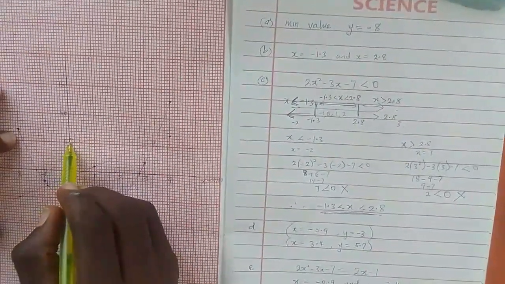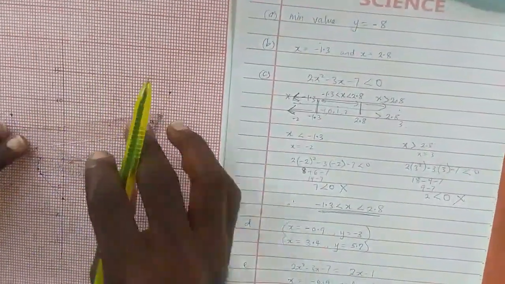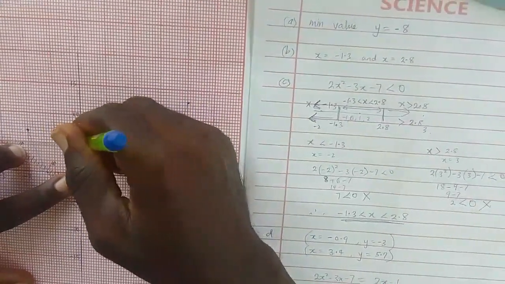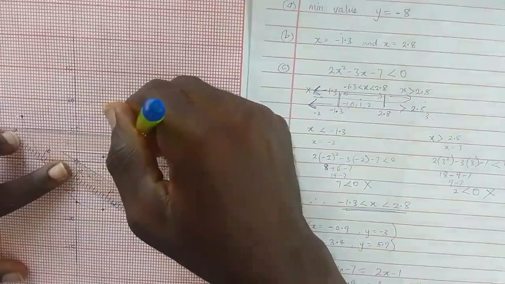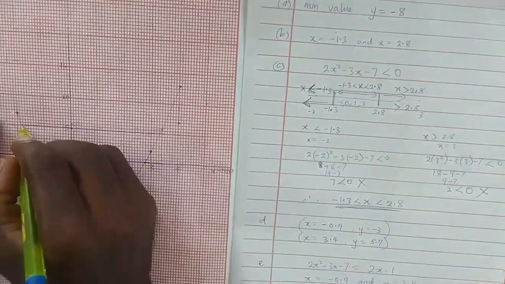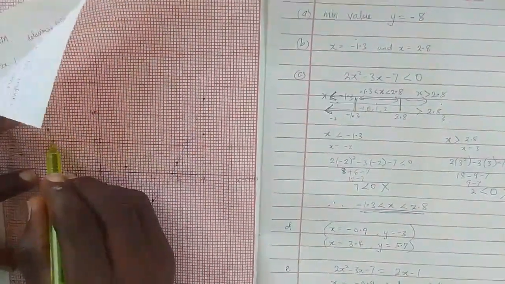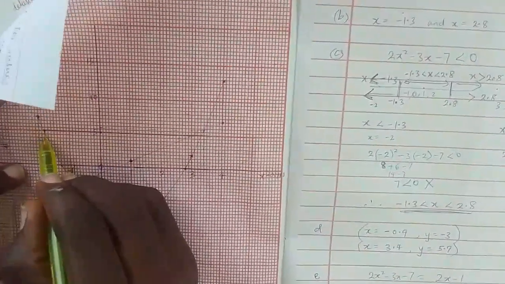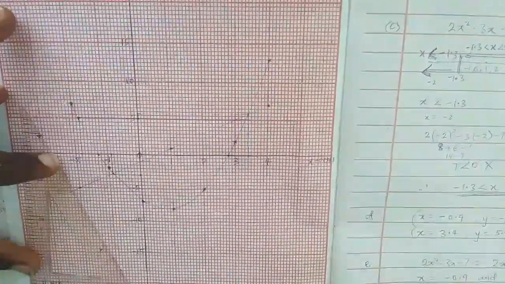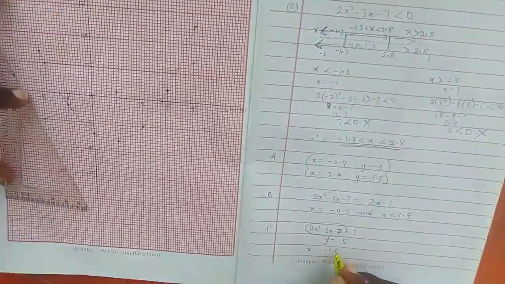So you go to where 5 is on your curve and draw a straight line and see where it touches the curve. This is 5. If you draw a straight line, you have it this way. Now, if you trace it down here, that's minus 1.8. So the value is x is equal to minus 1.8.